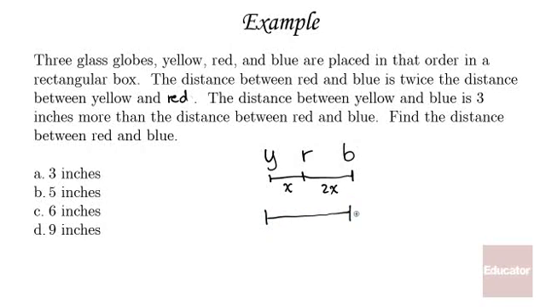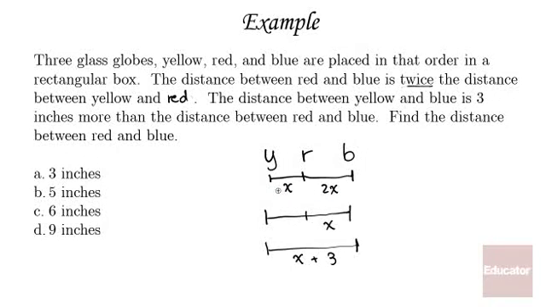So if I were to say that the distance between red and blue is x, I would say that the distance from yellow to blue is x plus 3. So let's do a quick read over to make sure that we've gotten everything right in our diagrams before we start solving. The 3 glass globes, yellow, red, and blue, are placed in that order in a rectangular box. Okay, so in that order, yellow, red, and blue. The distance between red and blue is twice the distance between yellow and red. So we have 2x compared to x.